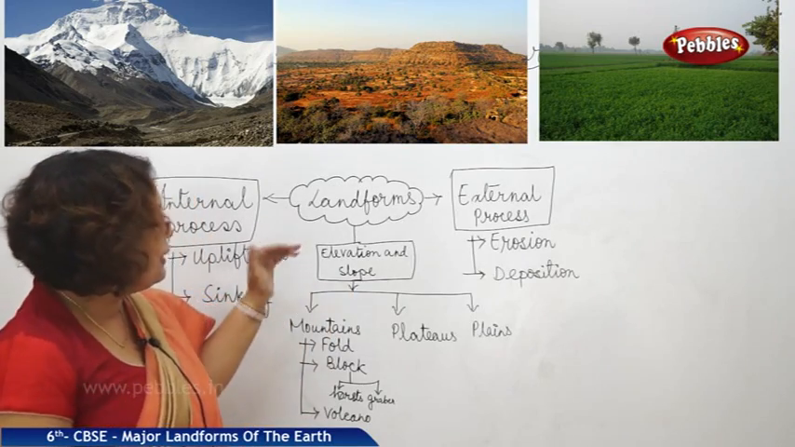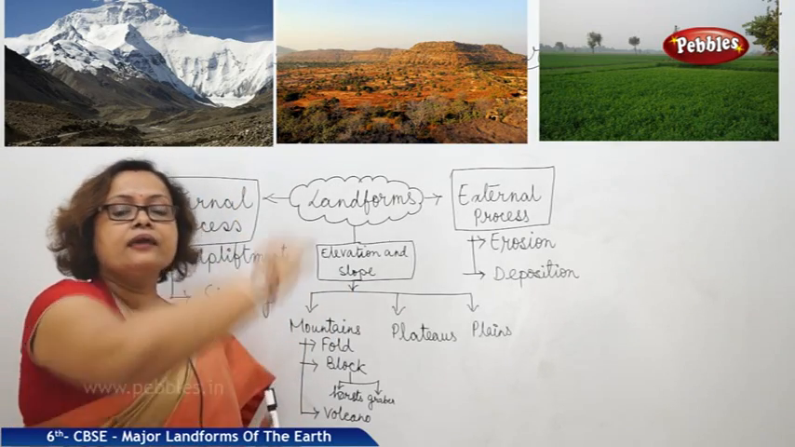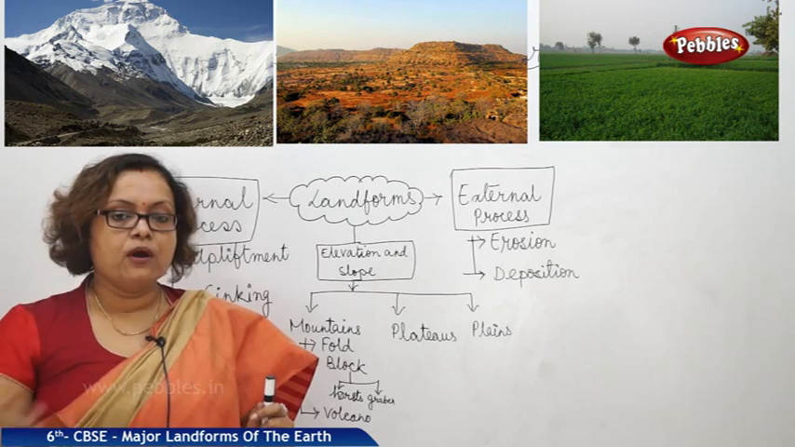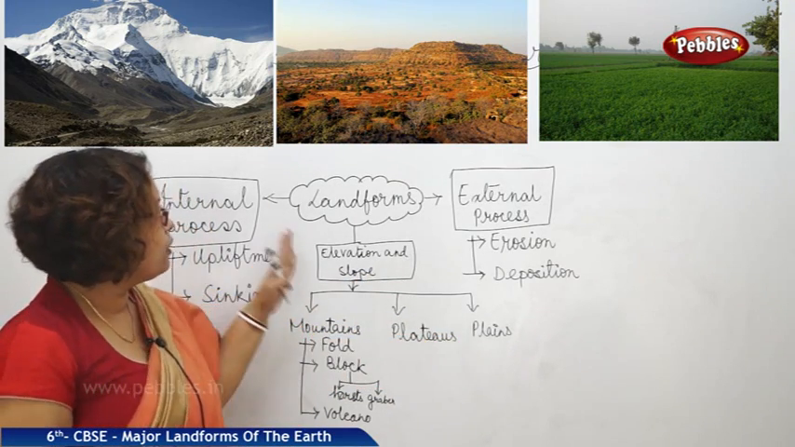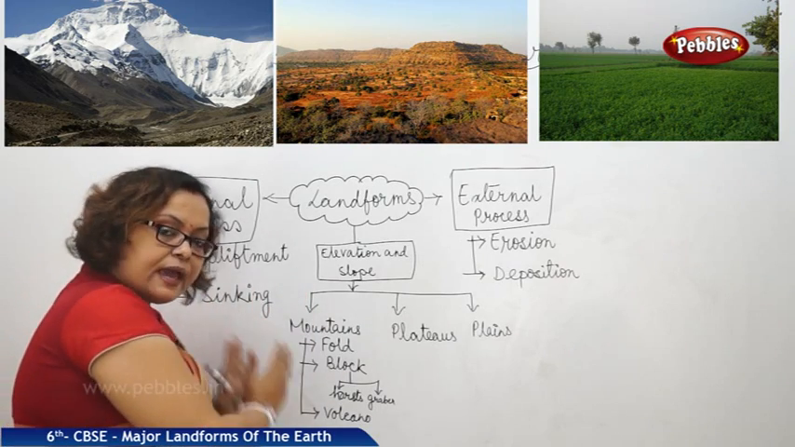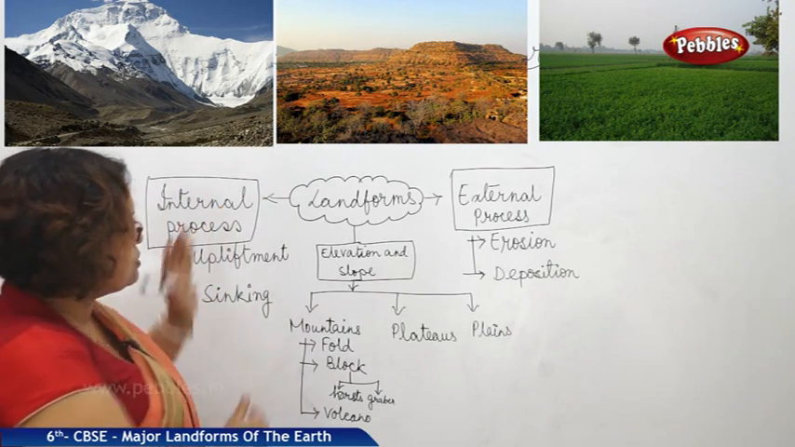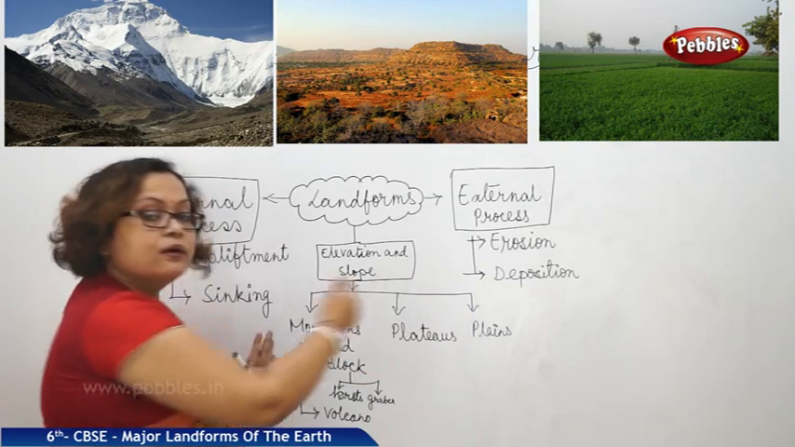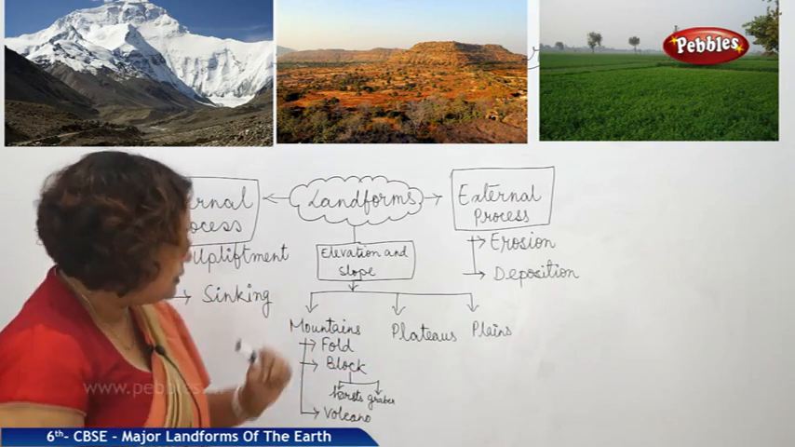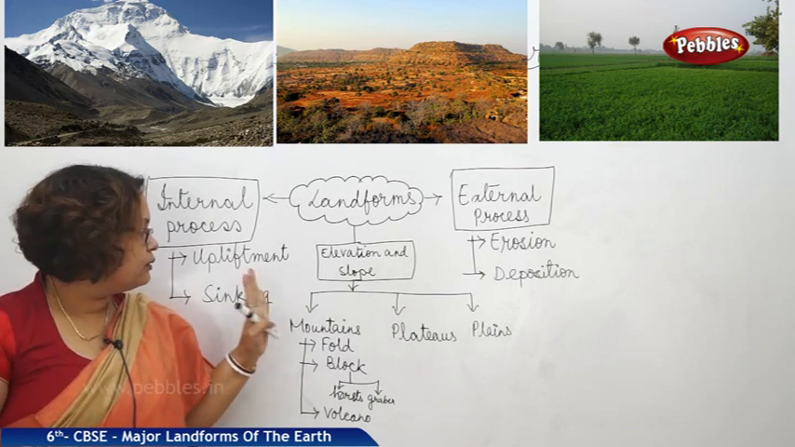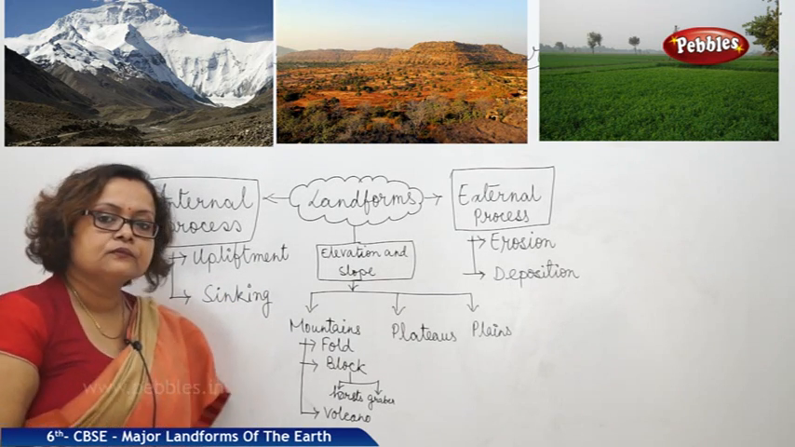So, mostly depending on the elevation, how high it is, and the slope, how it joins to the other place, we can divide the landforms into these three parts: mountains, plateaus, and plains. Now, let us come to mountains.